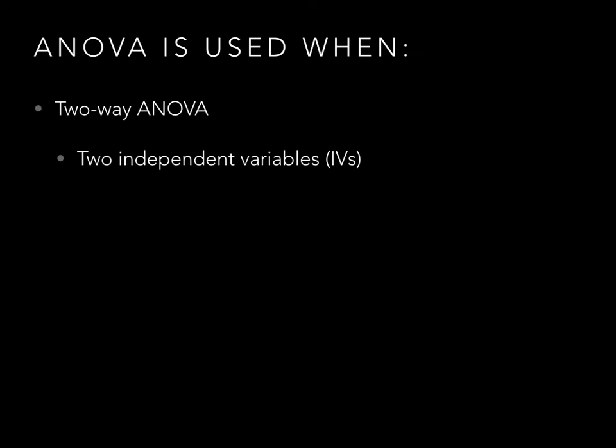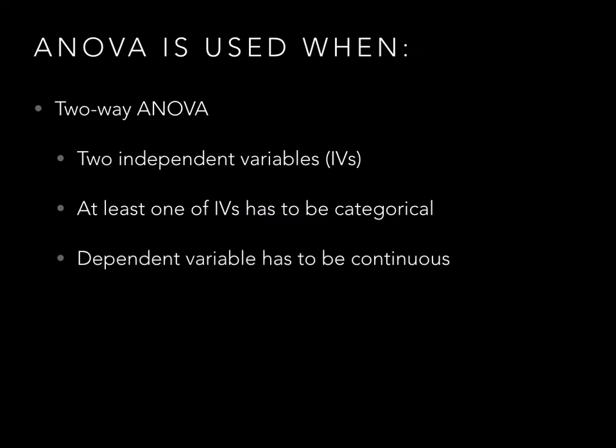The "way" means the number of independent variables. So two-way ANOVA has two independent variables. Of these two independent variables, at least one of them has to be categorical. The other one, of course, can be either categorical or continuous. And the other thing is the dependent variable has to be continuous.